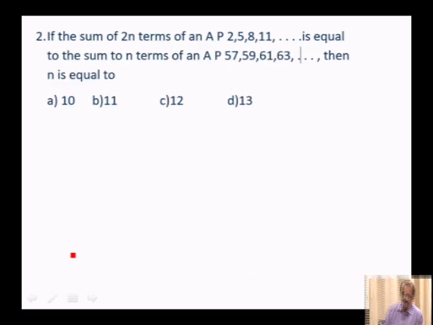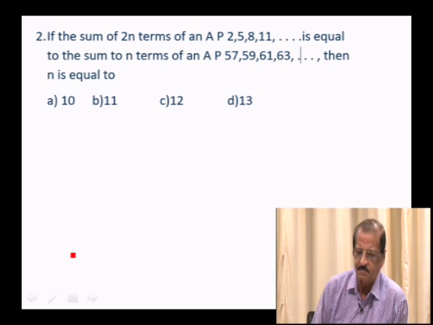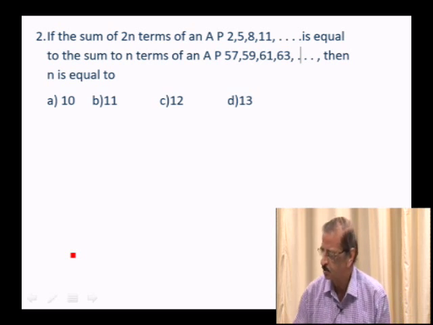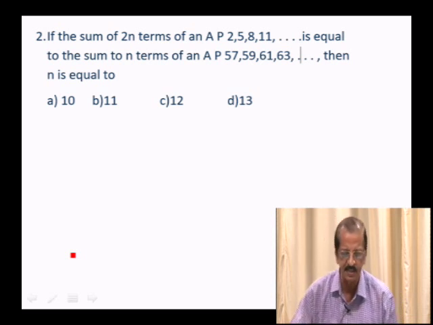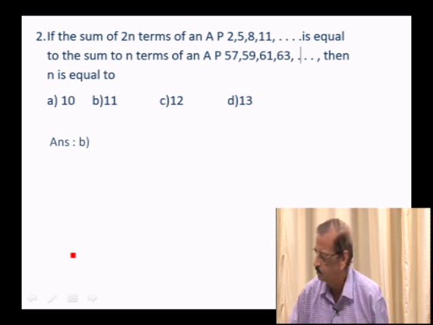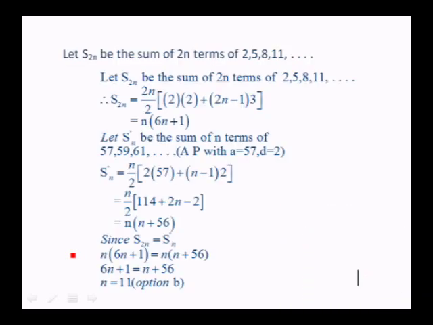Second question, if the sum of 2n terms of an AP 2, 5, 8, 11 is equal to the sum to n terms of an AP 57, 59, 61, 63, then n is equal to. So you have to consider these two sums. You have to consider S2n and also Sn and equate them. From that you can calculate the value of n.